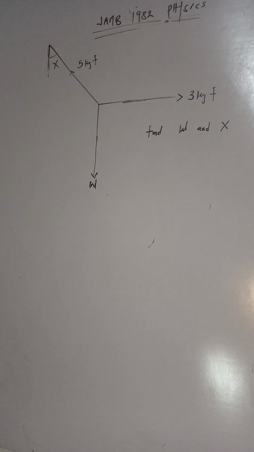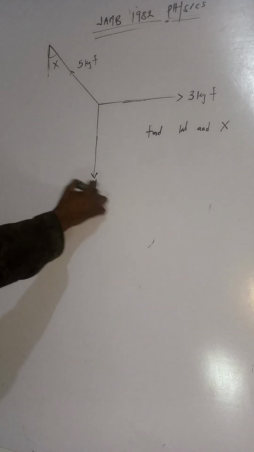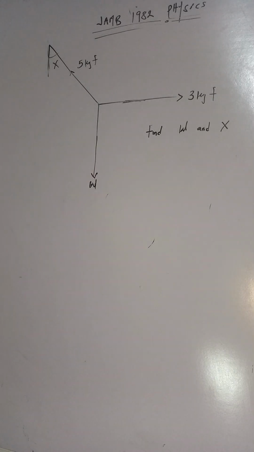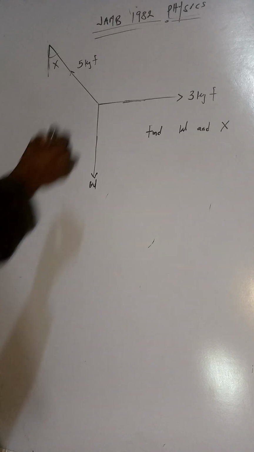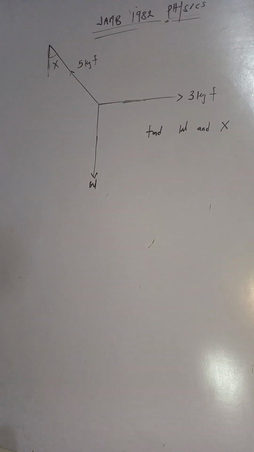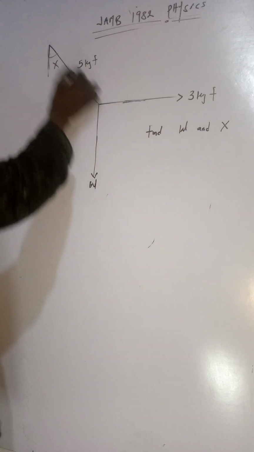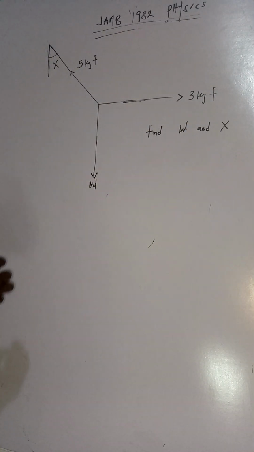So let's solve this question now. This is a JAM 1982 question. They ask us to look for the weight acting downward and this angle. These are concurrent forces acting from a point. They are all acting from the same point, that is a similar vertex. They are all acting from here. This one is going out, this one is going out, this one is going out.